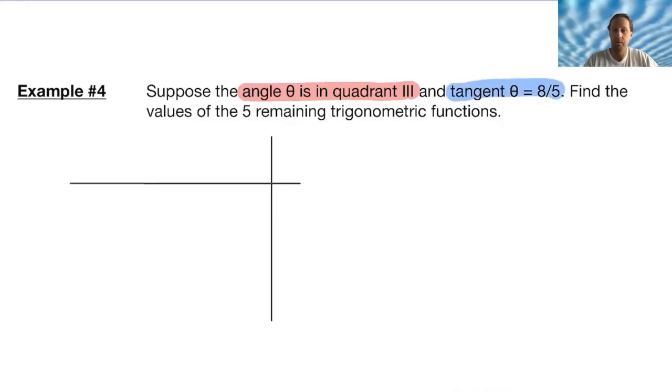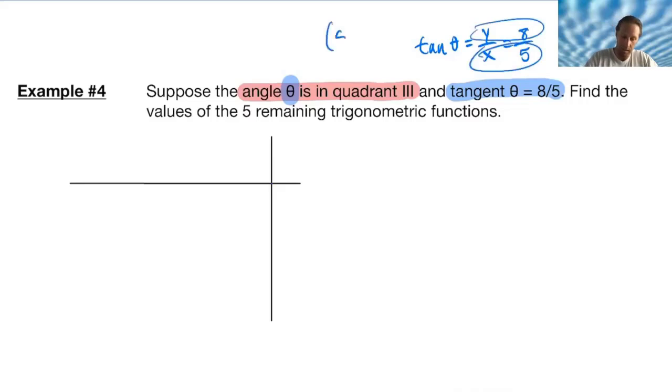tangent of the angle theta that they gave us in quadrant 3 is equal to 8/5. So what are they giving us right there? Because there's a different way that they could actually give this question. But hopefully you recognize that is giving us what? Remember, tangent of any angle is always the y over the x. And since they told us it's equal to 8/5, they are literally giving us an ordered pair, a point as 5, 8, or x, y.